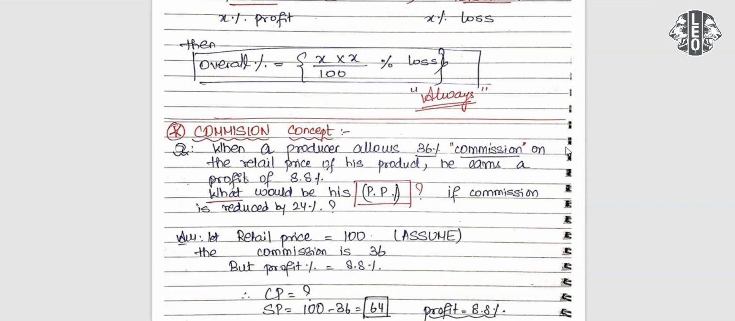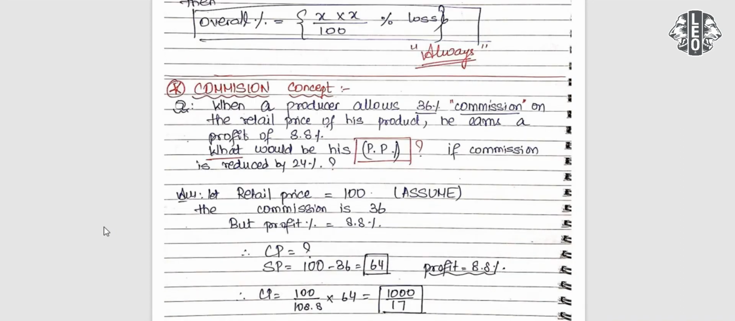So let us see the question. When a producer, nothing but the farmer or the producer, whatever it may be, allows 36% commission on the retail price of his product, he earns a profit of 8.8%. What would be his profit percentage if the commission is reduced by 24%? You should note the proposition that is used over here: the commission is not reduced to 24%. The commission is reduced by 24%. So that is an important proposition that is used over here. The commission is not reduced to 36%. The commission is reduced by 24%.